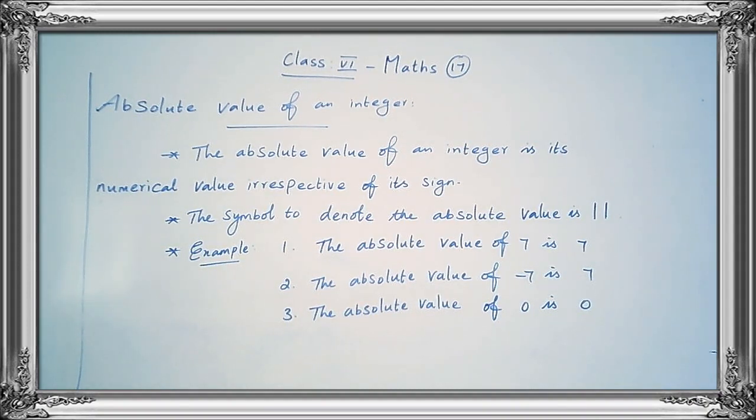Today we have studied 3 definitions. Yes, first one is successor, second is predecessor, third one is absolute value of an integer. Yes, children? Yes, write it now.